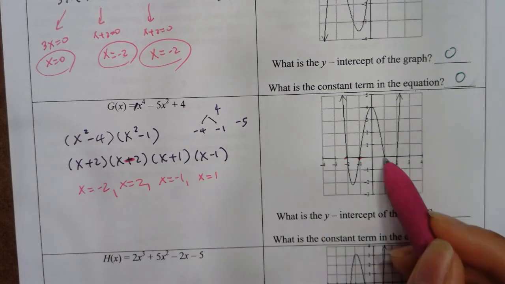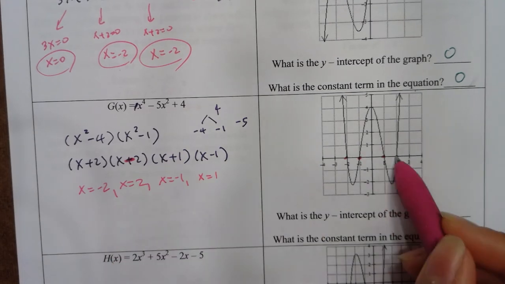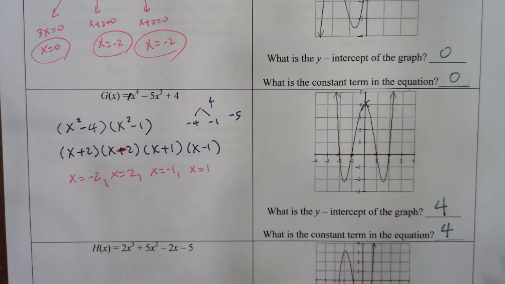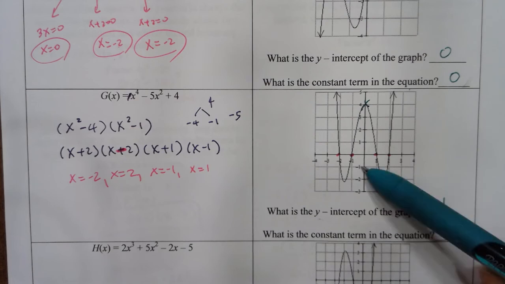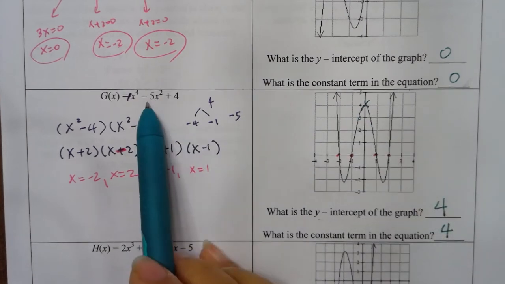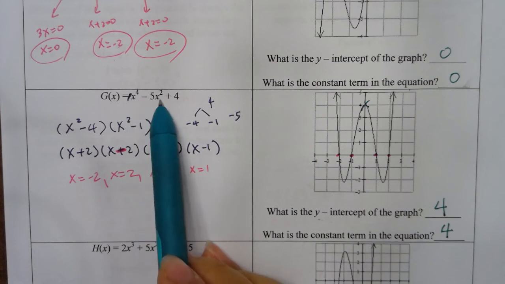Okay, y-intercept means the y value when x equals 0, right? So think about what happened when x equals 0 in the equation. Everything with the x's will go away because it's a 0, and that's why the constant term matches with the y-intercept of the graph. Kind of cool, huh? That's what you can write over here.